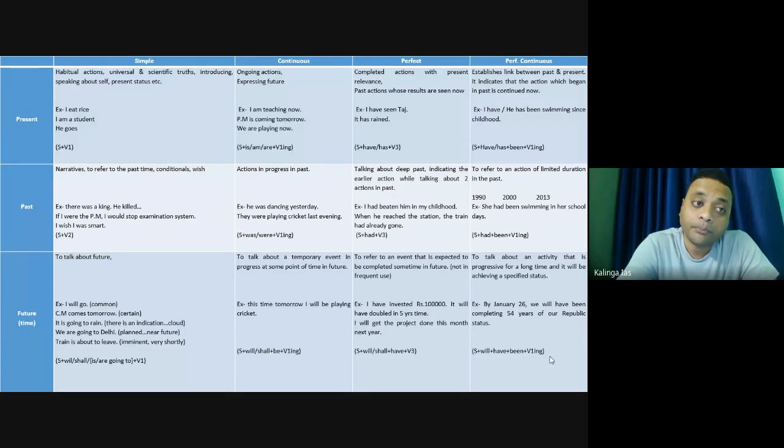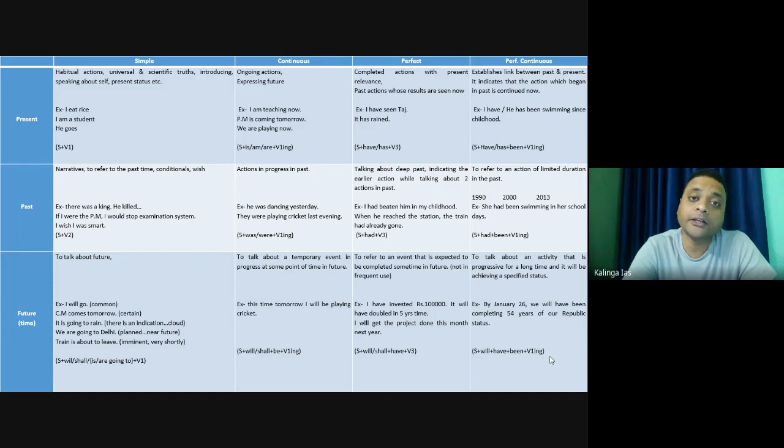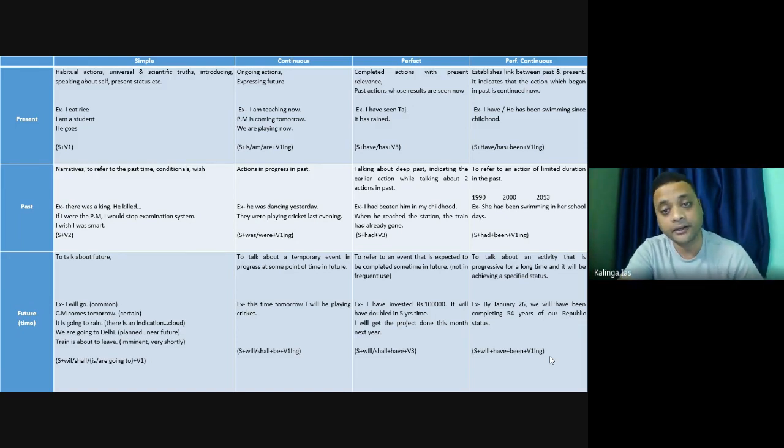But for each tense there are 4 aspects. Simple, continuous, perfect, and then perfect continuous. These are 4 aspects. So 3 into 4, there are a total of 12 aspects of tense. When somebody asks you how many aspects are there, please remember those are 12 aspects.